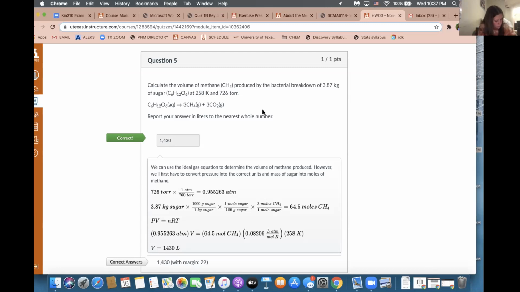Yeah. And then the end goal is to convert everything to moles, convert everything to consistent units, and then use the ideal gas law.